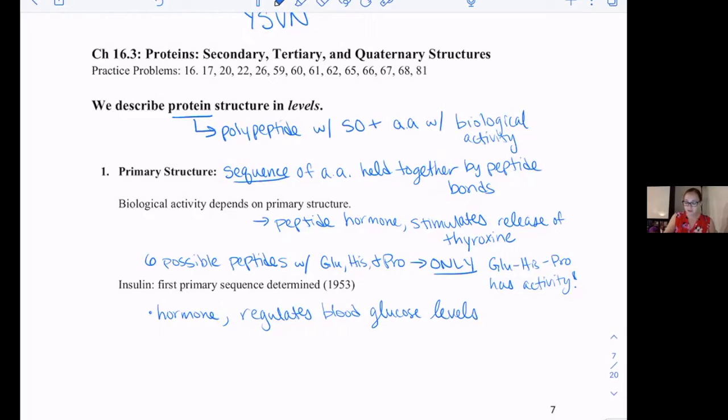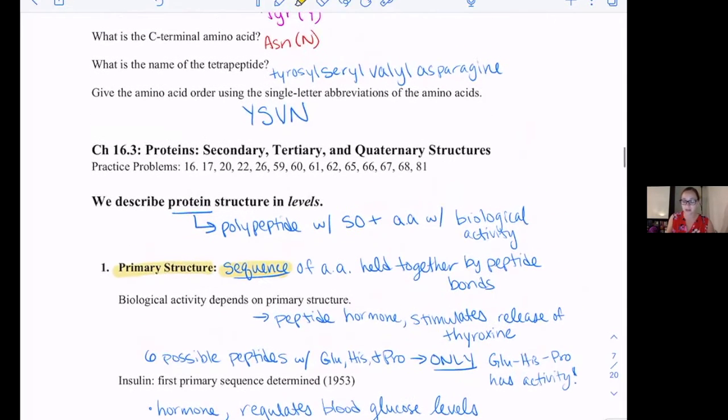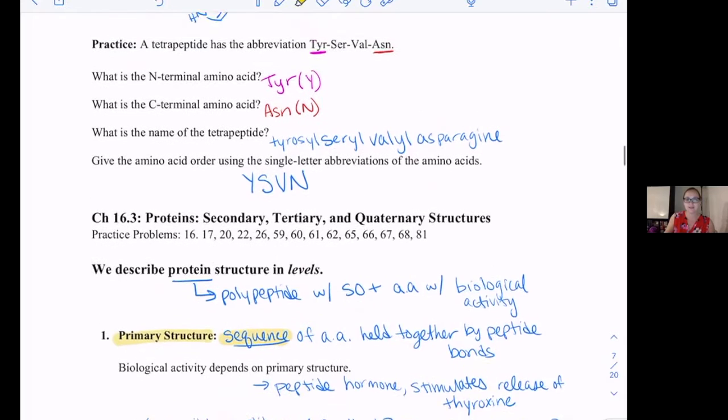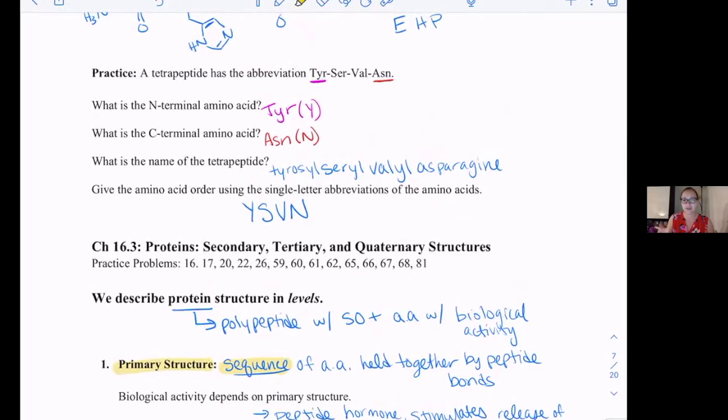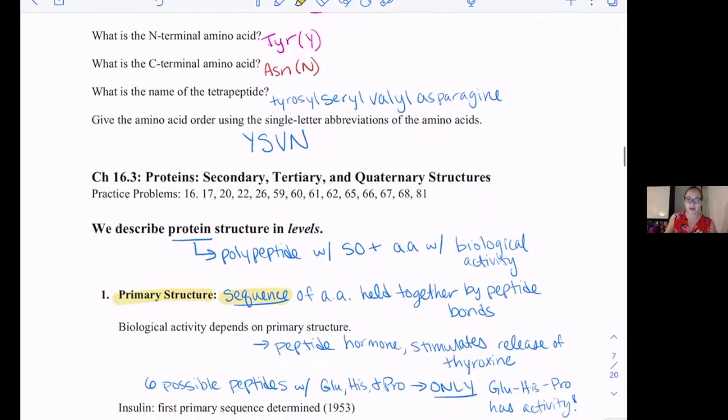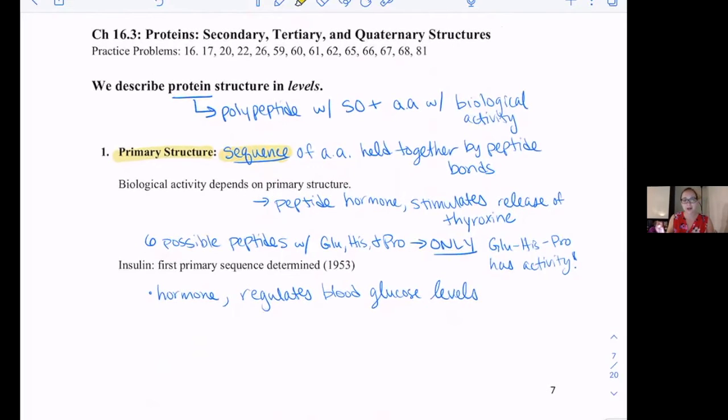Okay, so a primary structure is what we talked about a moment ago, where you make peptide bonds. The purpose of a primary structure is to show the sequence of amino acids held together by peptide bonds. Just above, we were talking about a sequence of tyrosine, serine, valine, asparagine. That is the sequence in the order that you see those amino acids show up. What this is important for is that biological activity depends on the primary structure.